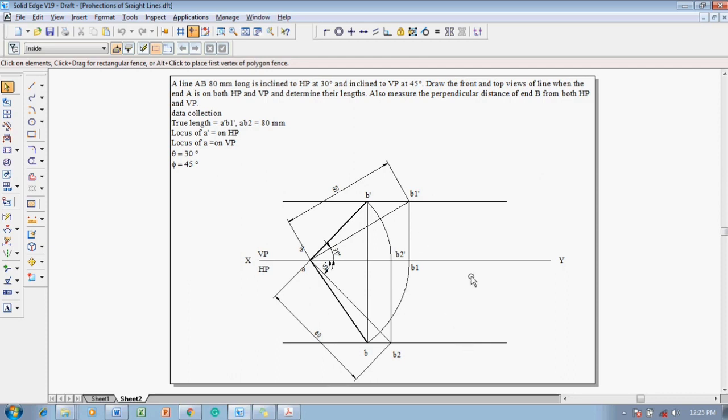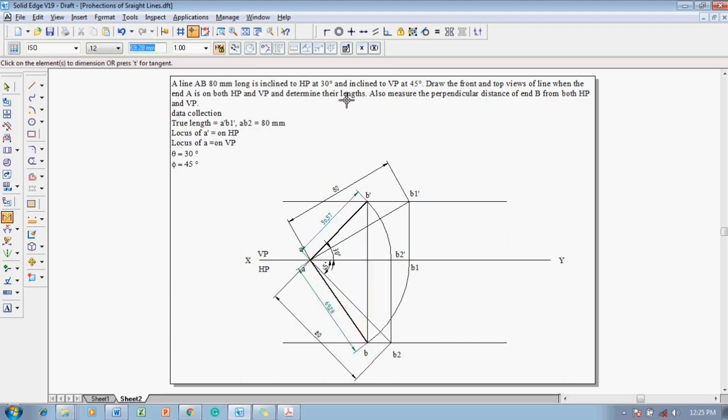But we need to measure some parameters. What are the parameters to be measured? They are asking to determine their lengths. What do their lengths mean? The front view and top view lengths. That is, using the smart dimension, measure the distance between A dash to B dash and then AB like this. Then determine their lengths. The front view length and top view length have been measured, and also measure the perpendicular distance of A and B from both HP and VP.